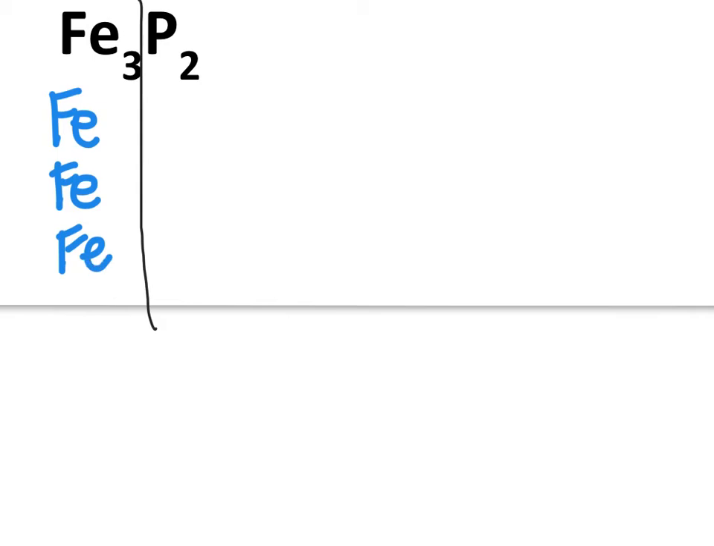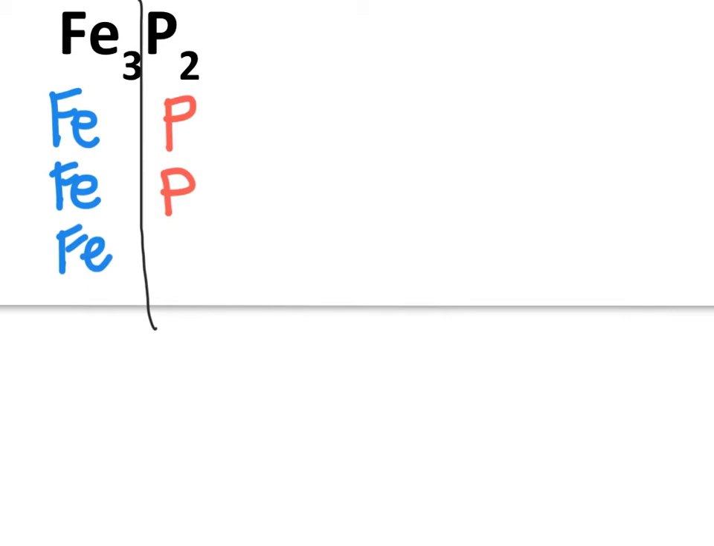So the way I like to do this is I start by separating the two, your metal and your nonmetal, and we're just going to make a list. Now I know that I have 3 Fe's and 2 phosphorus, because that's what the formula tells me. This 3 right here tells me I need 3 Fe's, and this 2 tells me I need 2 P's. So I know that I have 3 Fe's and 2 P's.